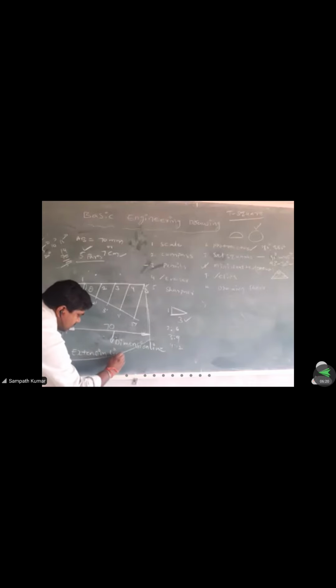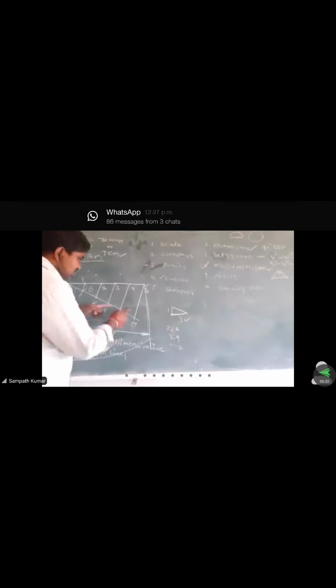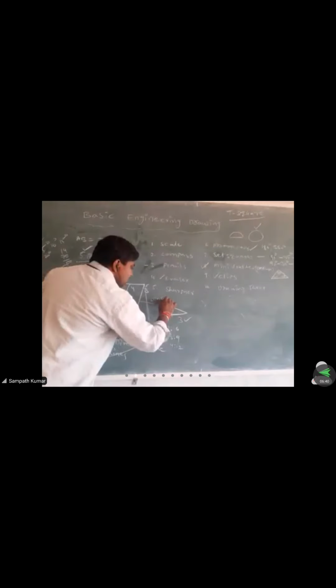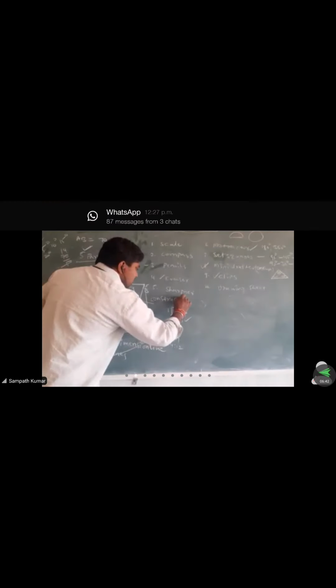The perpendicular lines will be known as the extension lines. Then one more thing: to get the points on the line AB, these inclined parallel lines will be called the construction lines.